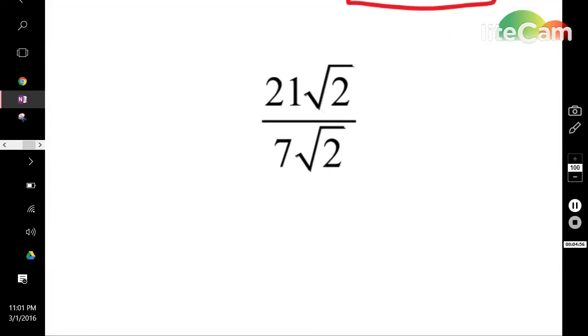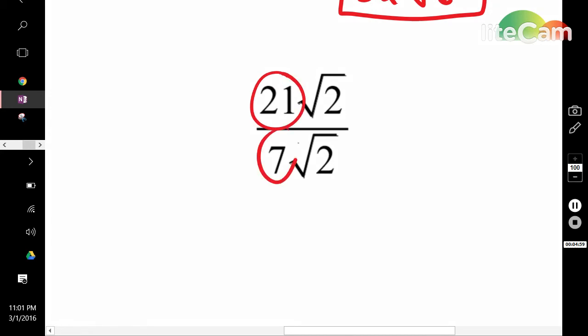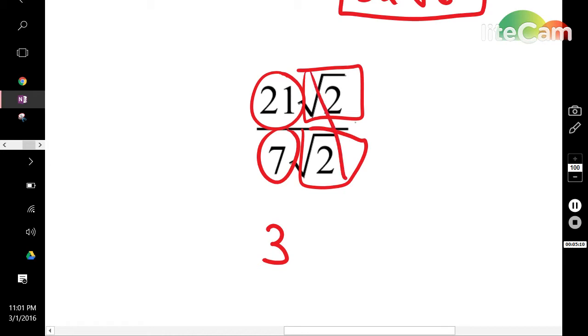This example here, we have 2 numbers on the outside. 21 divided by 7, that is 3. Square root of 2 over square root of 2. You have something divided by itself, so these effectively cancel out to 1. And 3 times 1 is 3.